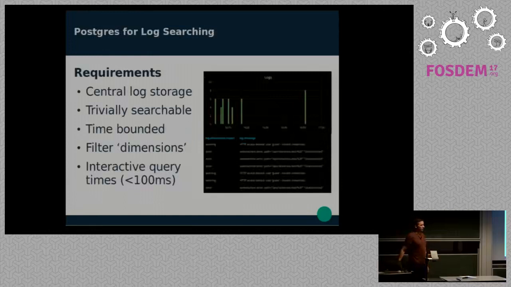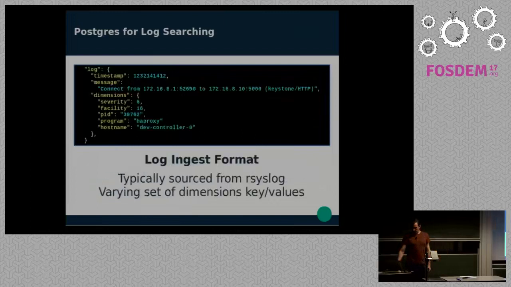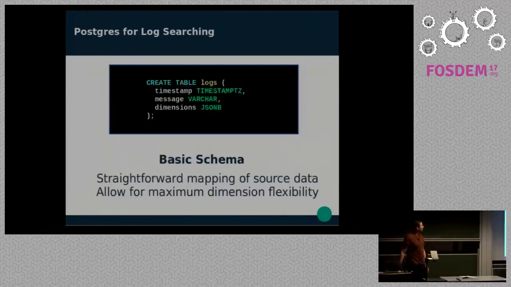We want it to be searchable, so we want to be able to search for things like connect and HA proxy, and we want to get values back. We want it to be time bounded, and again, they've got to be fast, because we're going to produce interactive graphs and interactive lists of these things. We don't want to keep people waiting around. So this is the kind of data we get. Typically comes from rsyslog. You get things like severity, the program name, host name, and you get the message. So again, basic schema, timestamp, message, dimensions.